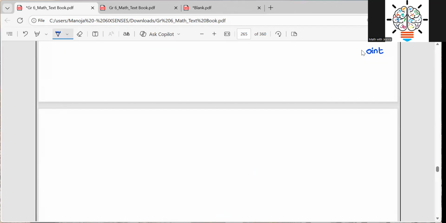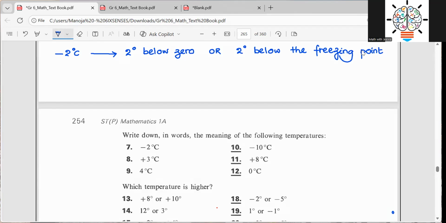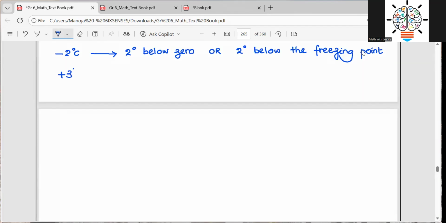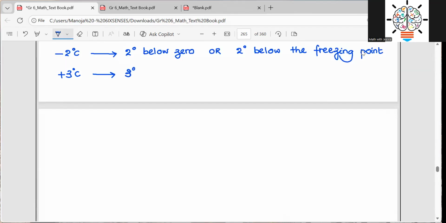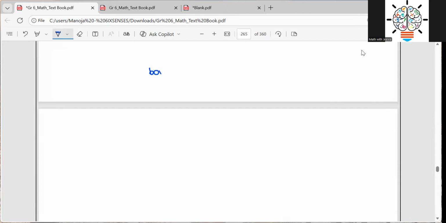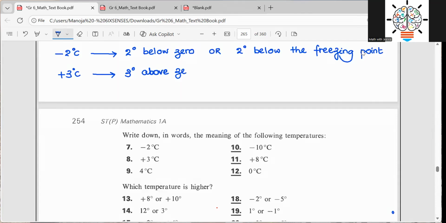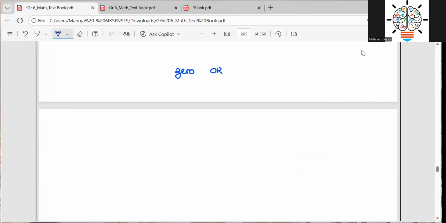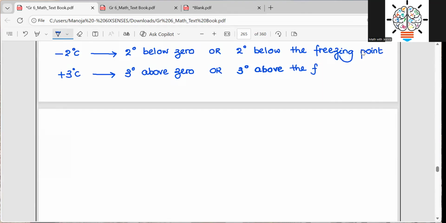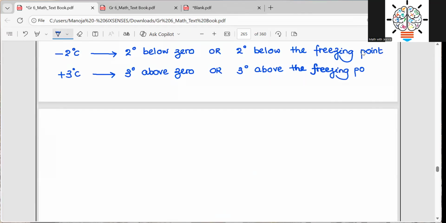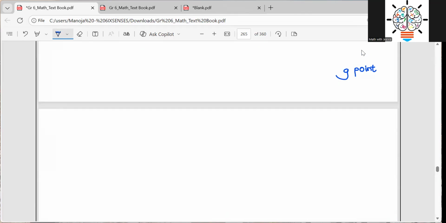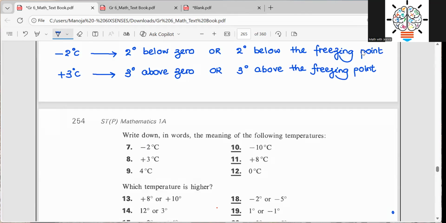Okay. Let's say you have the next number they have given, +3. How do you write this? +3 Celsius. Again, you can write this in 2 ways. Either you can write 3 Celsius above 0, right? Or another version, you can write 3 Celsius above the freezing point. Above the freezing point. Okay, so this is how you want to write this.